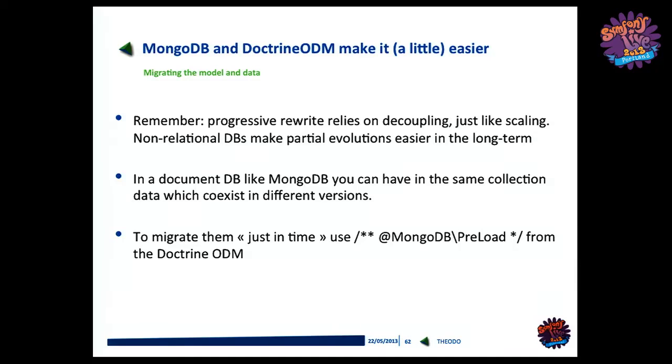So basically, the strategy I'm suggesting is: I find a really simple script that just dumps my MySQL data into MongoDB, and then every time I load the data, I look at whether it is the new version or the old version. If it's the old version, I migrate it to the new version. It sounds easier when I say it than when you have to do it yourself, but that's a strategy. We actually tried it on a project, and it works.